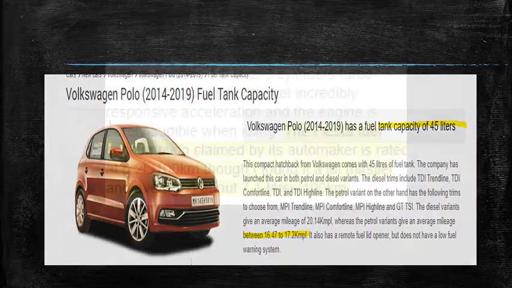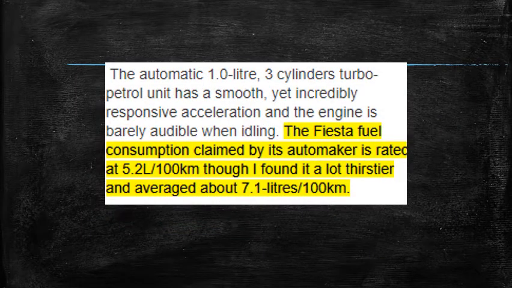So if we now look at something like this, it says the automatic 1.0 liter, and then it continues giving us lots of information, but it now tells us that it has a petrol consumption of 5.2 liters per 100 kilometers, and then someone said when they actually test drove the car, they ended up getting a petrol consumption of 7.1 liters per 100 kilometers. Note that the distance stayed the same, but in the second case, they actually used a lot more petrol or a lot more fuel.